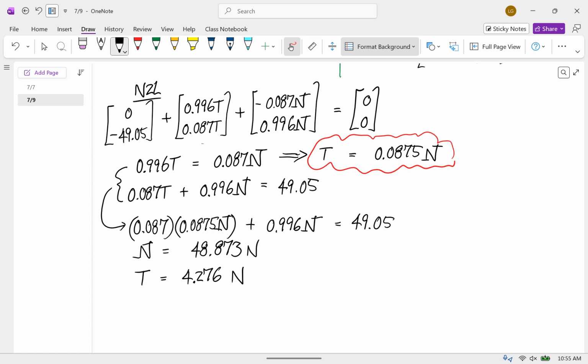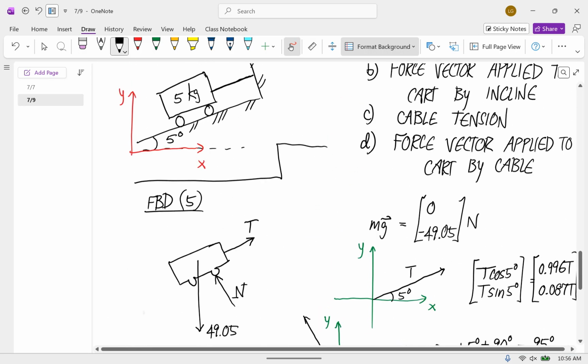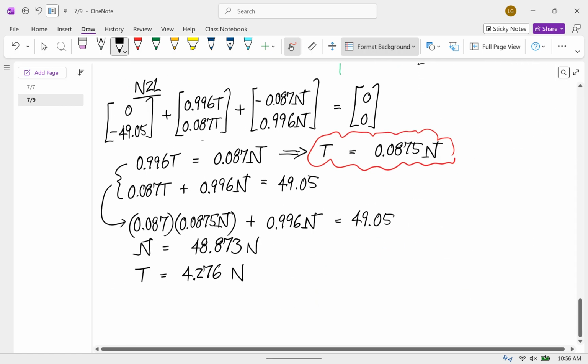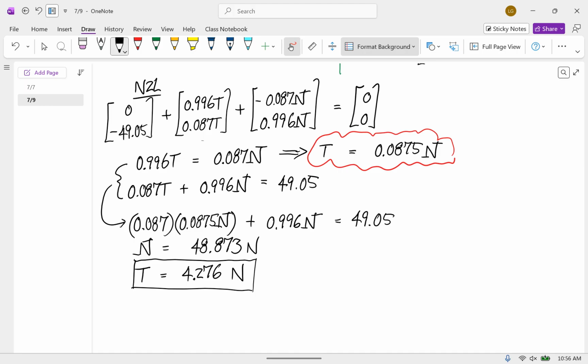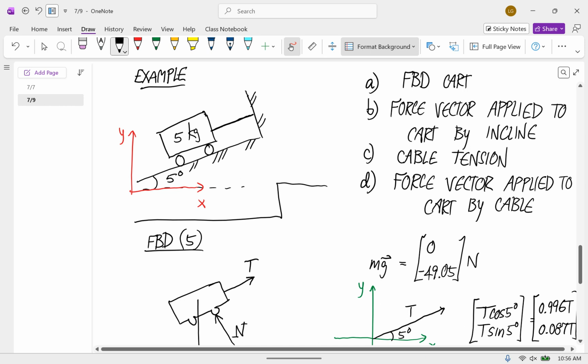Okay. Well, now we've solved for the variables. Let's go back and refresh our memory on what I asked for in this question. Okay. I did ask for t, so that is an answer. What I asked for here was the cable tension. So this already is an answer. But I didn't ask for n. Instead, what I asked for was the force vector applied to the cart by the incline.